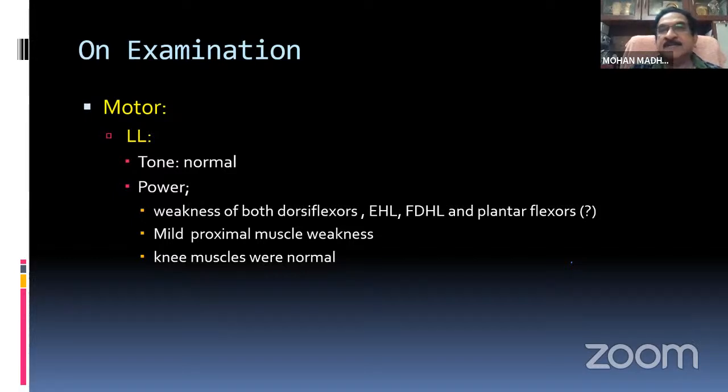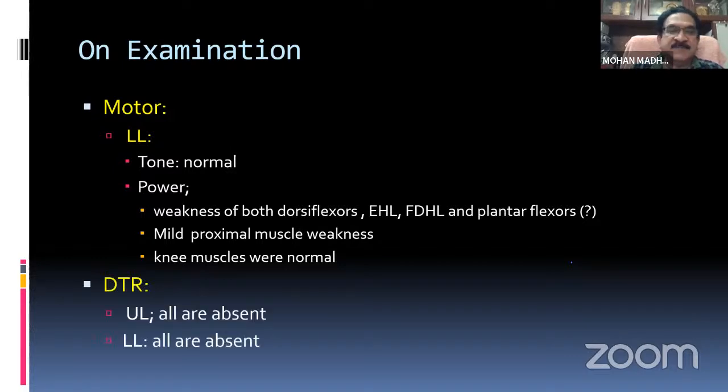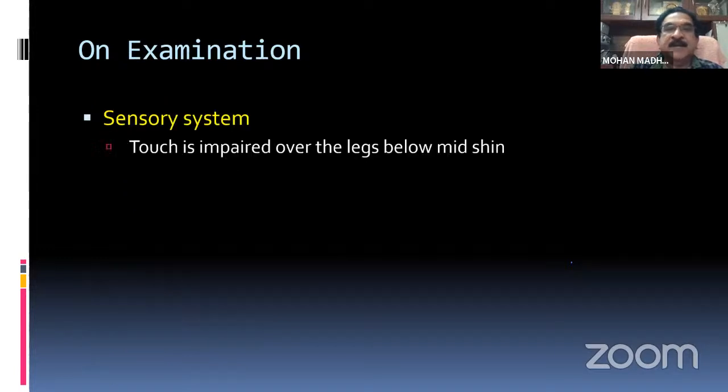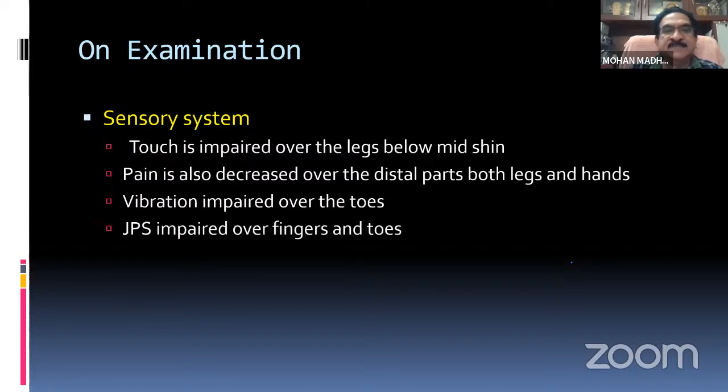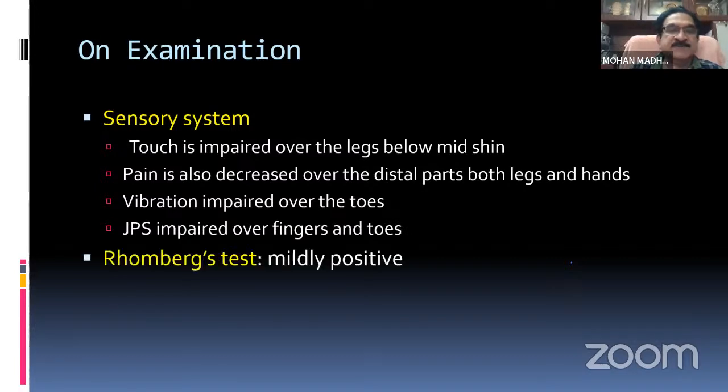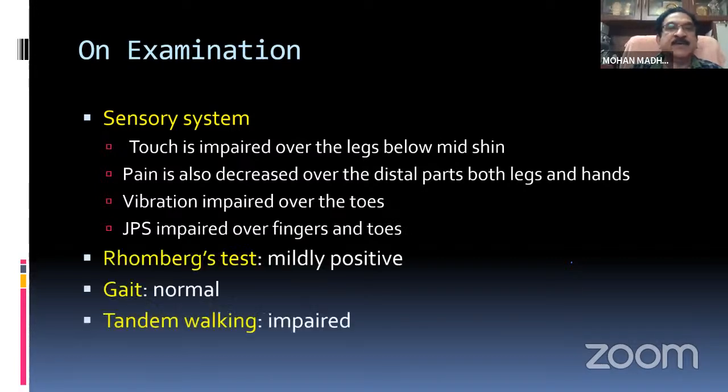Mild proximal muscle weakness in the form of difficulty in getting up from the floor. Knee muscles appeared normal. Reflexes, upper limb all absent, lower limb all absent. Plantar flexor. Sensory touch is impaired over both the legs below mid-shin. Pain is also decreased over the distal part of both the legs and hands. Vibration impaired over both toes. JPS impaired over both fingers and toes. Romberg mildly positive, gait normal, tandem walking impaired.